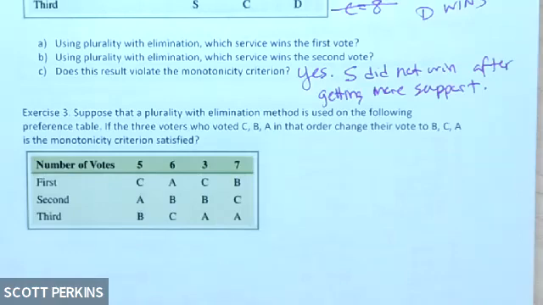Plurality with elimination. So we're going to see how many first place votes, and if no one got a majority, we're going to cross out and do the election the way it stands. Then you're going to change this and do it again, just like we did here. Gotcha.